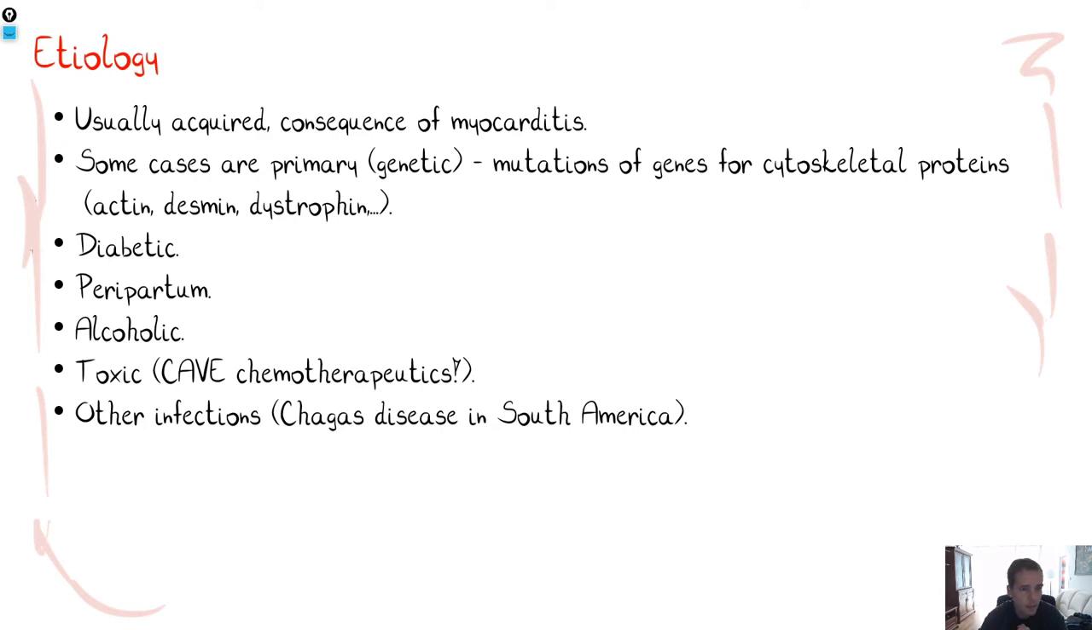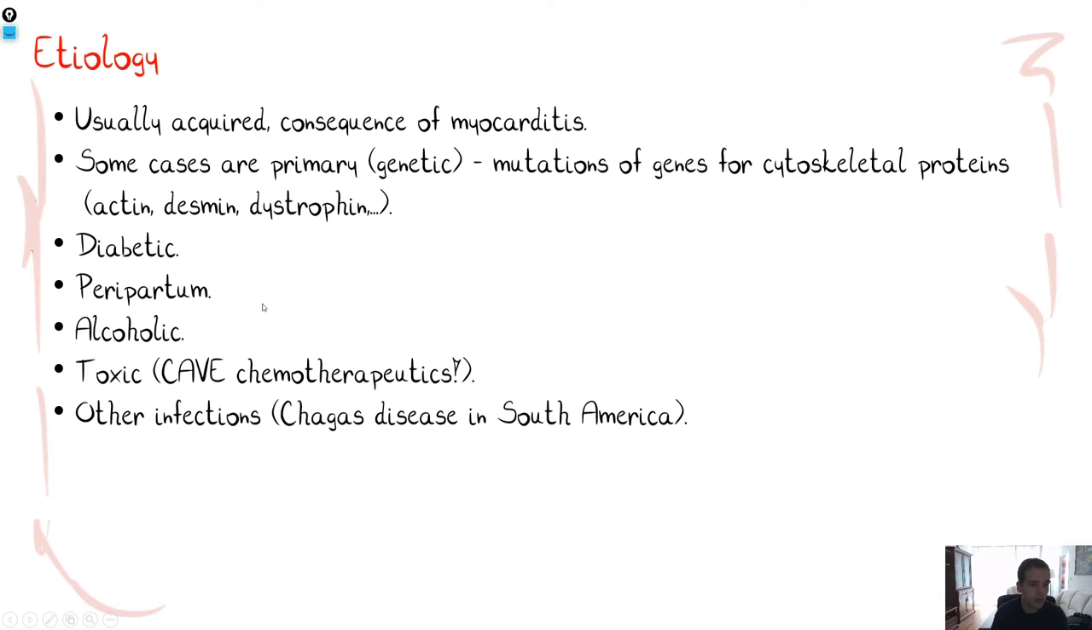Some causes can be genetical, primary. It can be genetic disease caused by various mutations of genes for cytoskeletal proteins, such as actin, desmin, dystrophin, and many others. So some causes are primary, but usually it's an acquired disease. It can be also diabetic complications. So diabetic patients can develop dilated cardiomyopathy, or it can be peripartum disease.